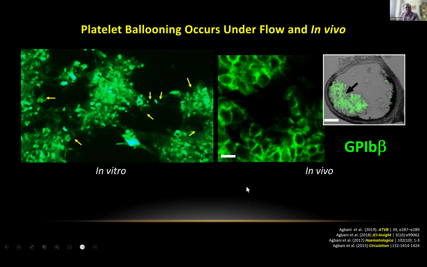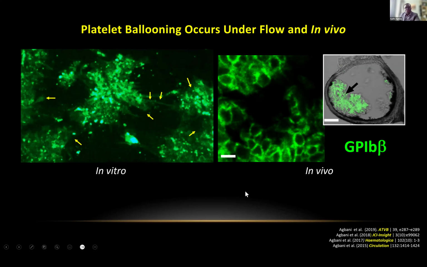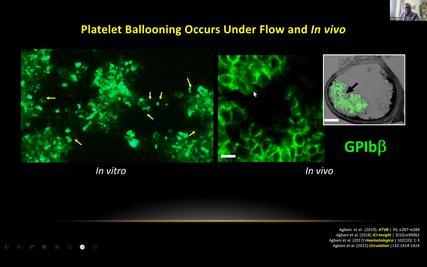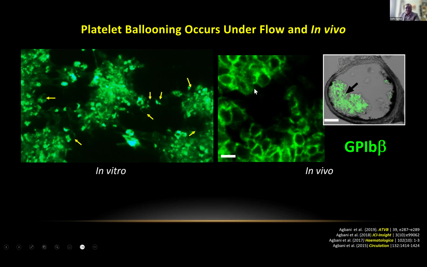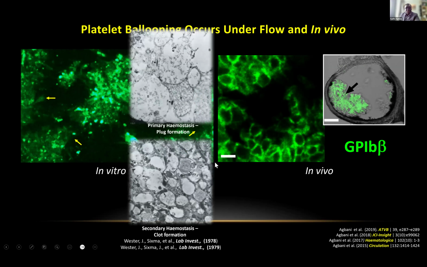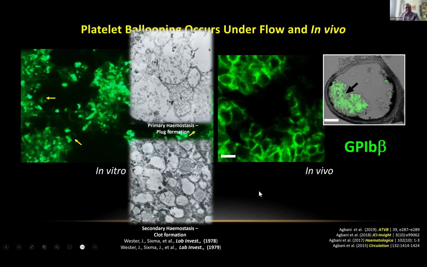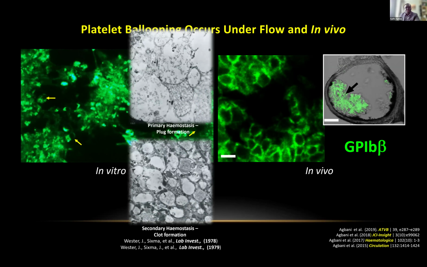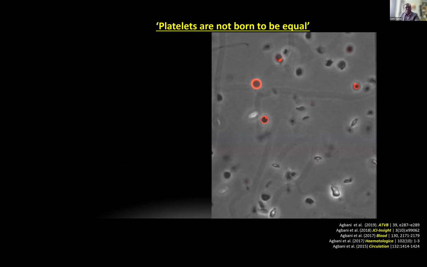And then also in our in vivo model of thrombosis, we can see ballooned platelets, which we're looking at here. This is a carotid artery, like what Western saw in 1978. So there is that evidence of platelet ballooning, and there's solid evidence behind that.